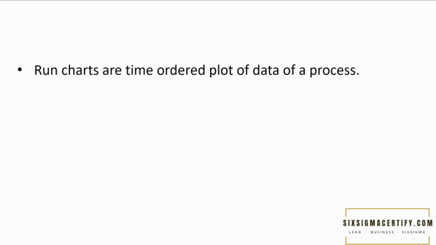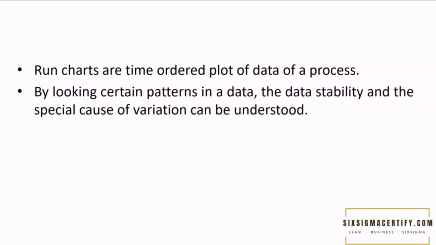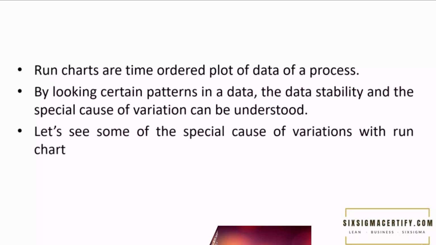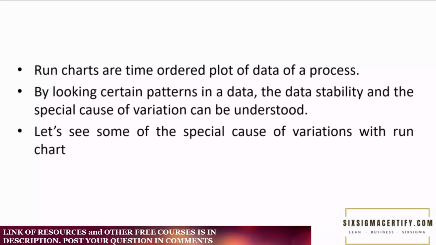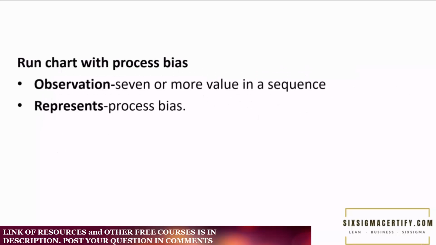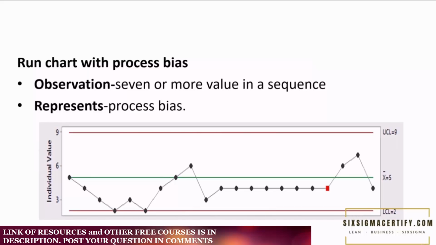Run charts are time order plots of data of the process. By looking at certain patterns in the data, the data stability and a special cause of variation can be understood. Let's see some of the special causes of variation with the run chart. Run chart with the process bias. Here we see there are 7 or more values in a sequence. This represents the process bias. There could be a deliberate change in the process equipment or misrepresentation of data by bringing in false data.